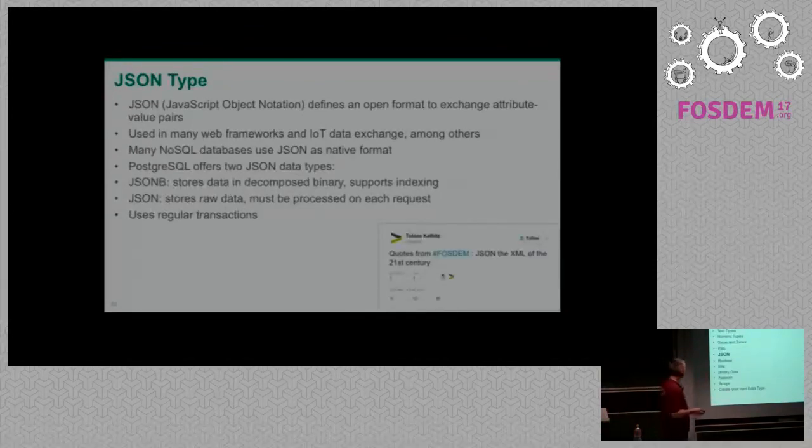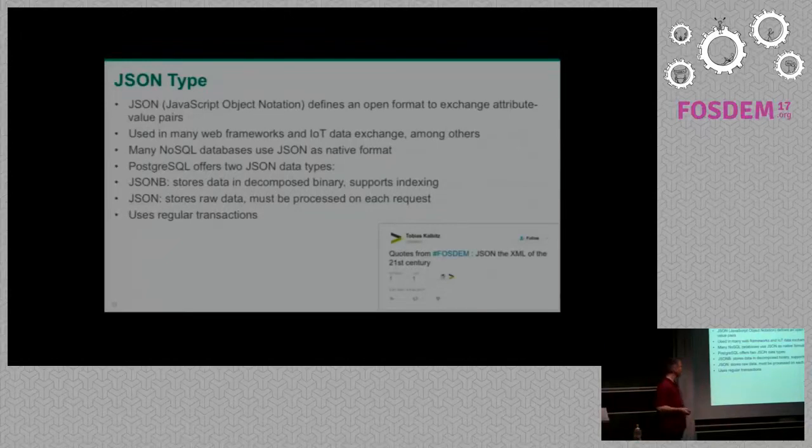Okay, but now for the real hipster stuff. We have JSON in Postgres as well. It's used in many web frameworks these days. I think every Internet of Things device you have which transfers data is using JSON. A number of these NoSQL databases like Cassandra and MongoDB and so on use JSON natively. And Postgres can do it as well.